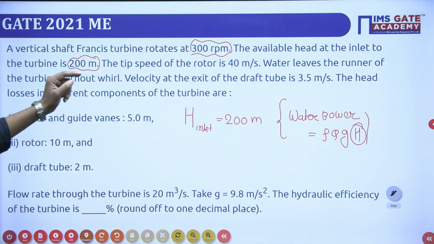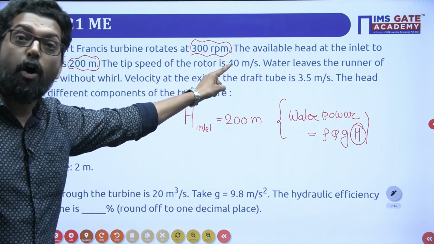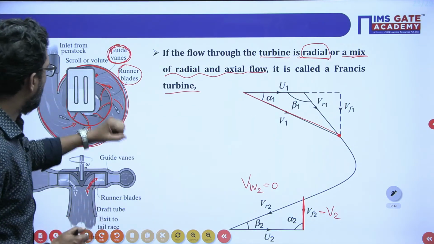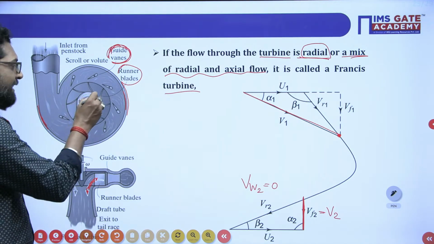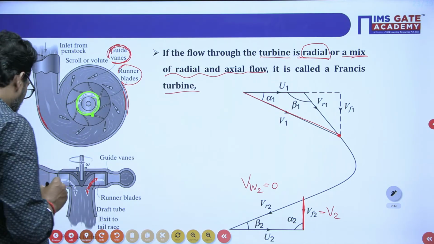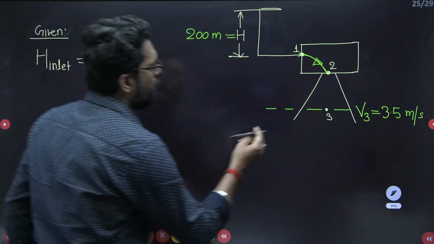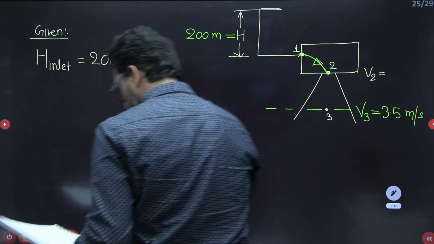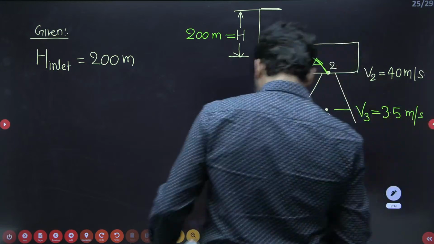Please see this, the tip speed of the turbine rotor. Tip exit, not root. At this point, tip exit is given. Then it moves in the rotor, this is the part of the rotor. So tip exit is 2, which means V2 is given. How much? 40 meter per second.